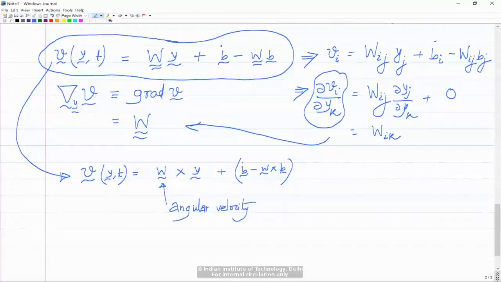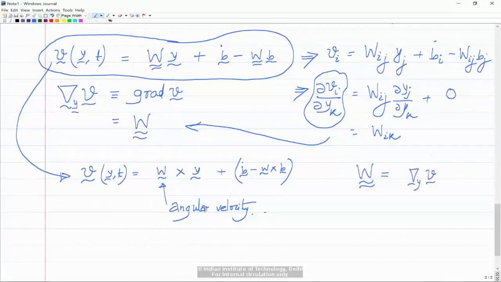Do you recall v equal to omega cross r, when you have circular motion? So here is that omega, W. So that's the angular velocity. All right, just to give you a recap, your big W is the gradient with respect to y of velocity.